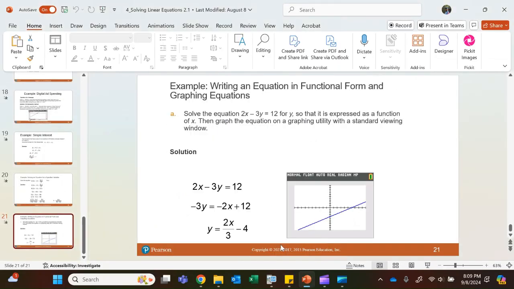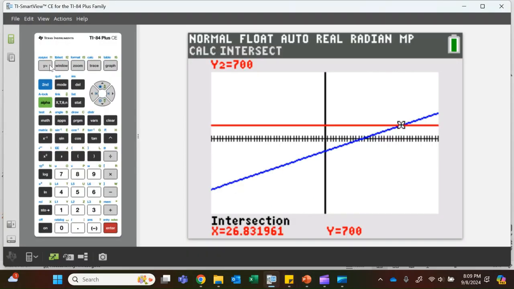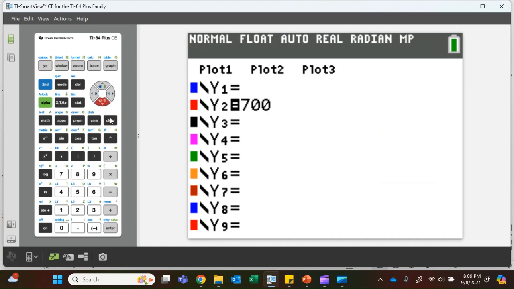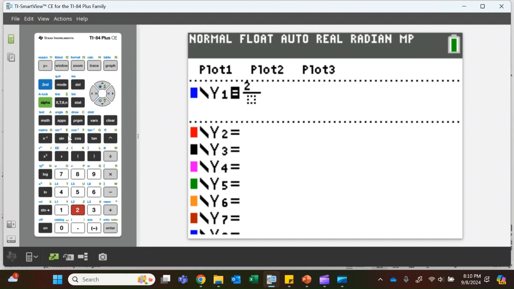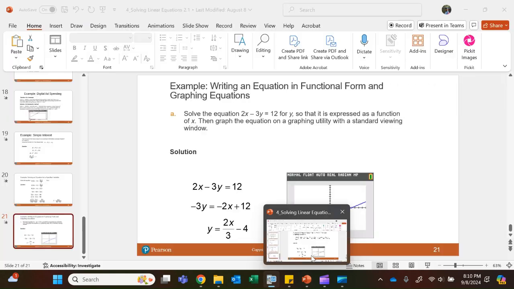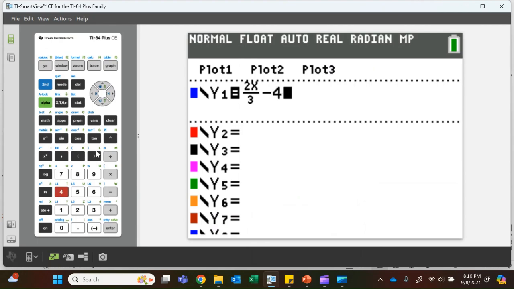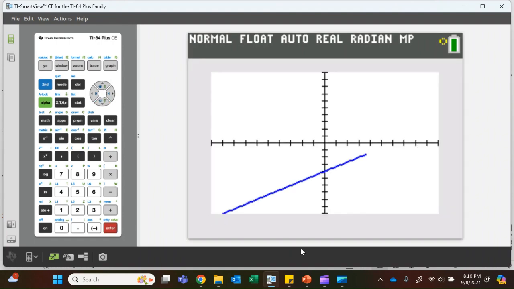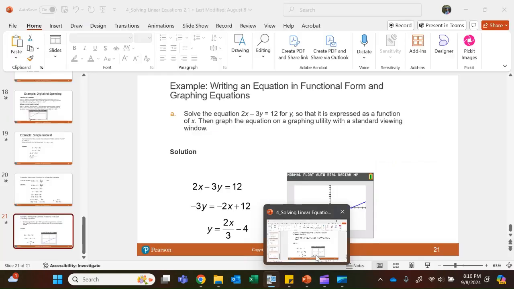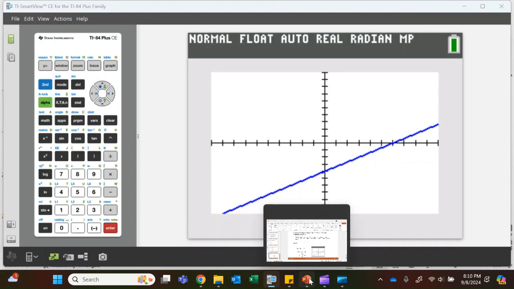Okay, so we got 2x over 3 minus 4. Going to my TI, y equals. Put it in a fraction, so I'm going to go to fraction form here. 2x divided by 3 minus, what are we subtracting there? 4. Try not to type it in wrong this time. Then it does ask us to do it on a standard zoom. So I'm going to go down here and do zoom standard. And if we did it right, which we did, it looks exactly like the graph on the PowerPoint.